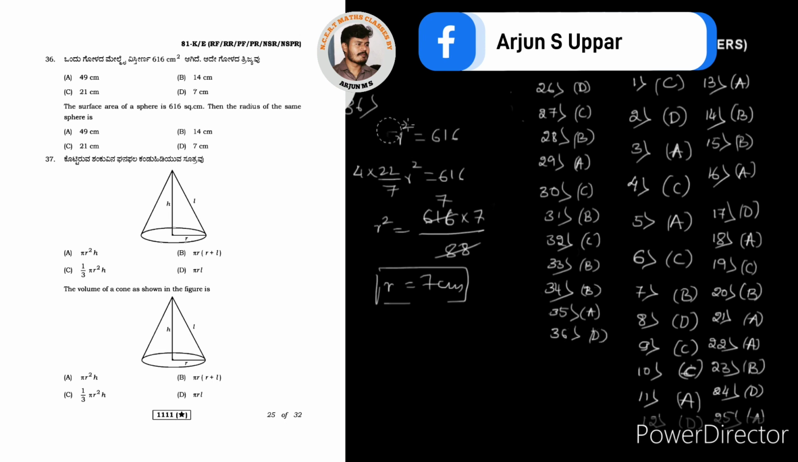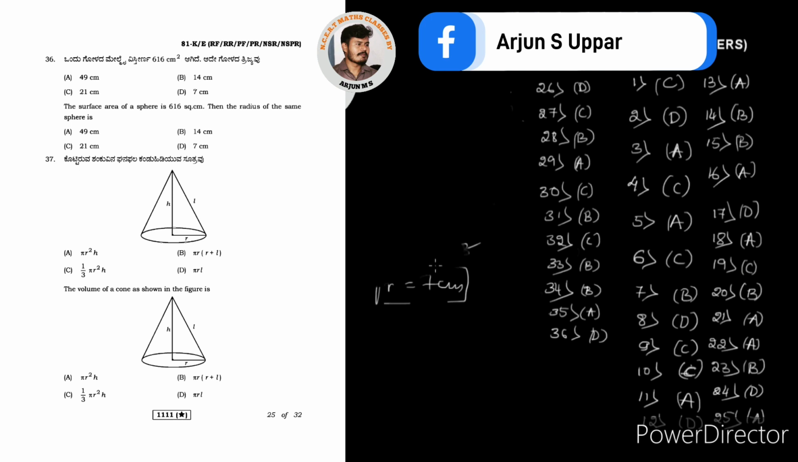So now take down the next question, that is 37th question. In that question, the volume of the cone as shown in the figure is, write down its formula. So the volume of cone, we already know the formula, 1 by 3 pi r square h, is the formula which is used to find the volume of cone. So that's why option C is the correct answer for 37th question. Option C is the right answer.